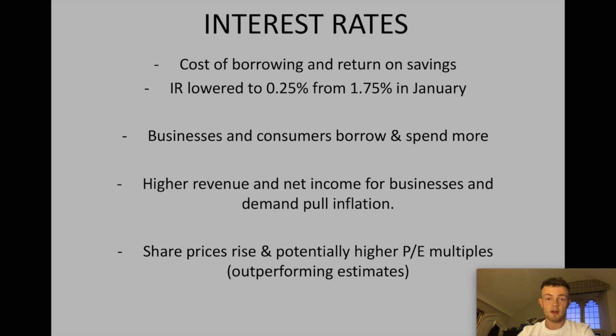This means that people with savings accounts are getting a lower rate of return on savings, and also for businesses it is a lot cheaper to borrow. The cost of borrowing is a lot lower, so people are more inclined to borrow. Therefore, the Fed lowers interest rates when it wants to stimulate the economy. So businesses and consumers borrow and spend more. Higher revenue and net income for businesses, so it leads to demand pull inflation.